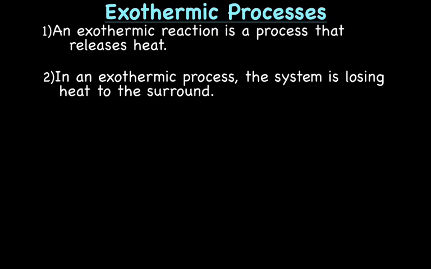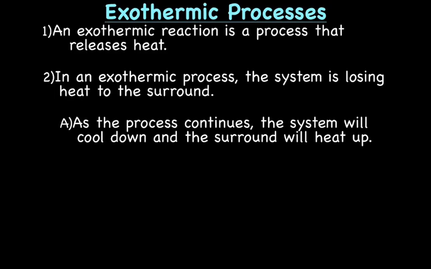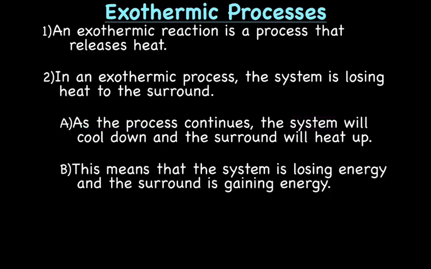So, what's happening during an exothermic process is that the system is losing heat to the surround. As the process continues over time, the system, the thing we're studying, will cool down because it's losing heat, and the surround is going to heat up, right? Because the heat is exiting the system into the surround. Now, think about this. Go back, think about the beginning of the lecture. If the system is cooling down, what's happening to the energy in the system? Is it increasing, decreasing, or staying the same? Well, the system is losing energy and the surround is gaining energy.